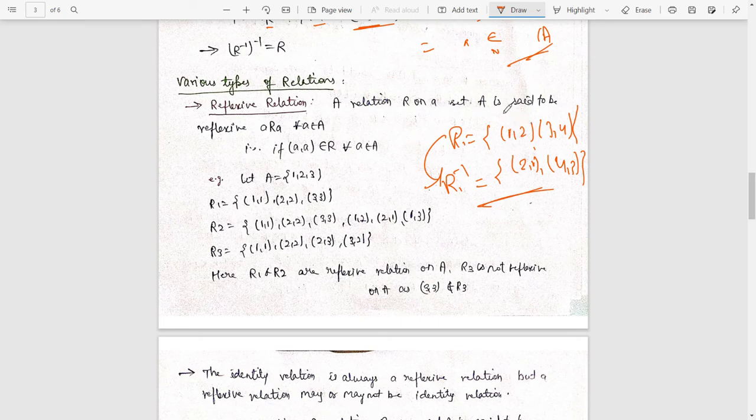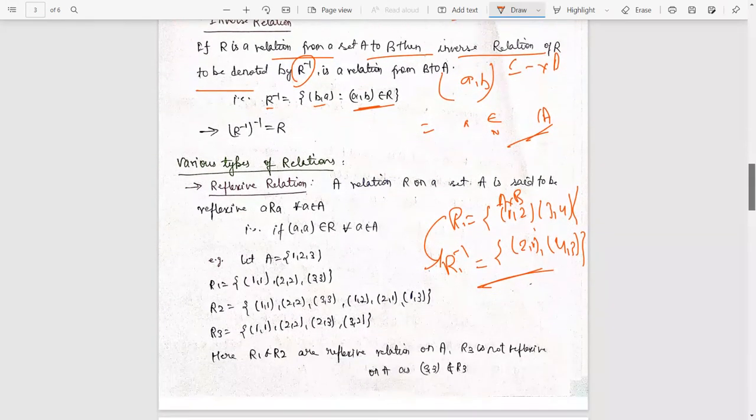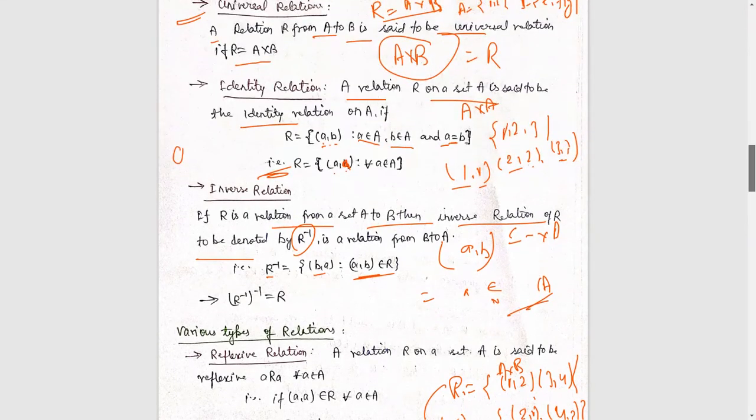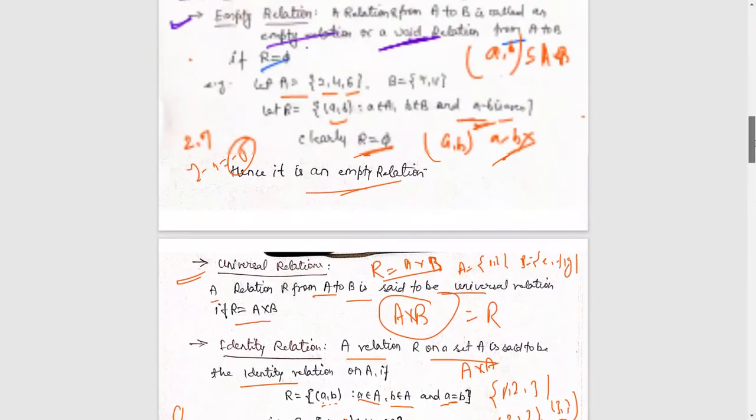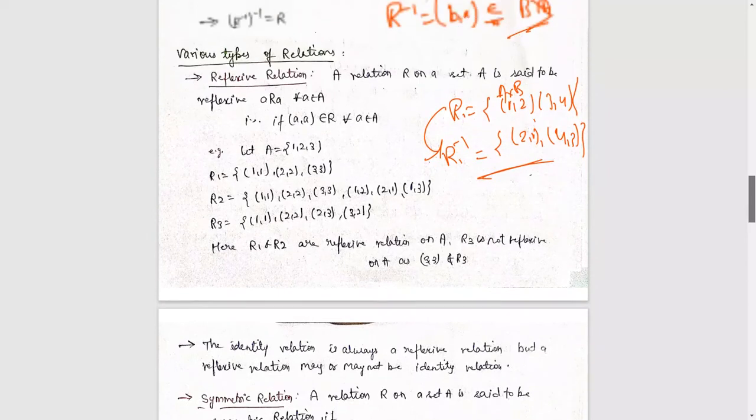Whatever the elements were, this relation was defined from A cross B. Now the elements will be defined from B cross A. So these are the inverse relations. Obviously, we have inverse relation, universal relation, identity relation, and then we have the empty relation.